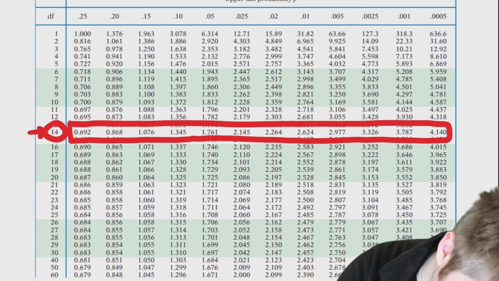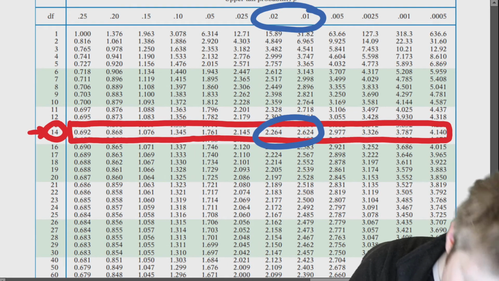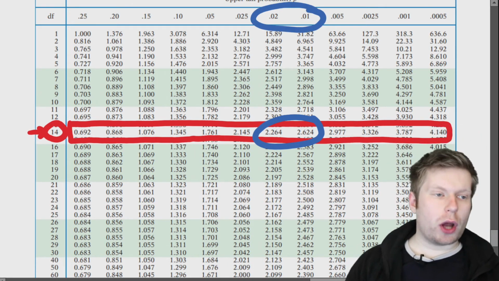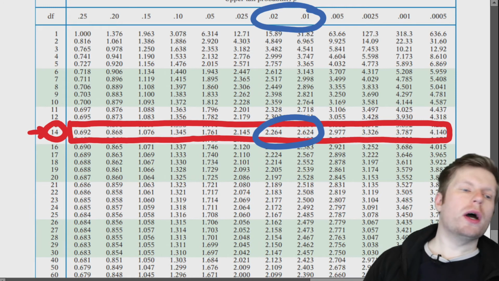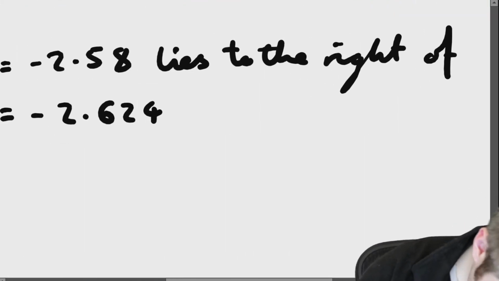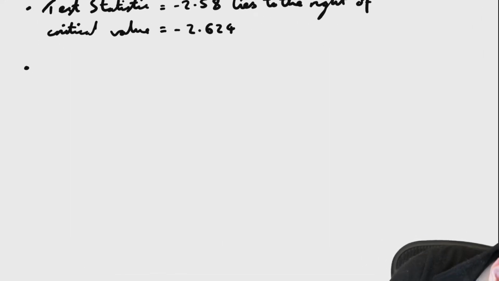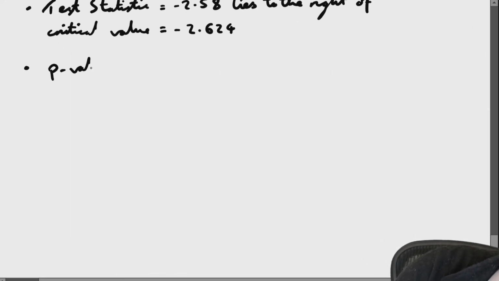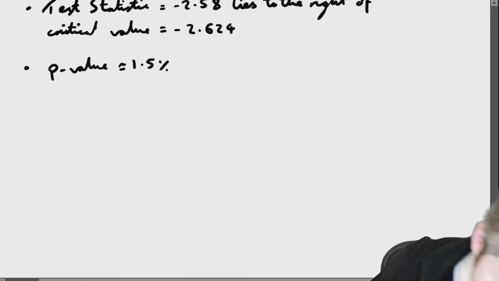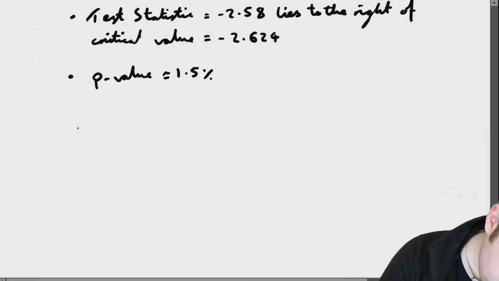So 2.58 in this case lies somewhere between those two things. So in other words, I can say it lies about halfway between 0.01 and 0.02 as my p-value, so 1% and 2%. So I'm going to say my p-value is approximately 1.5% in that case, which is fine. So let's actually make the conclusion.